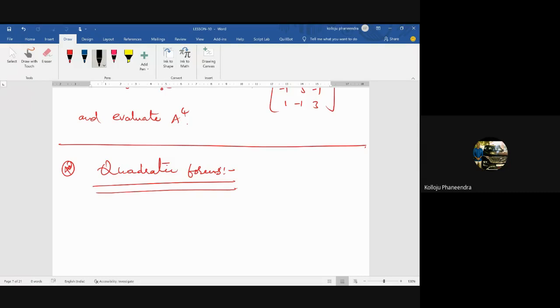First thing, you write like this. An expression which is uniform in degree 2 is called quadratic form.